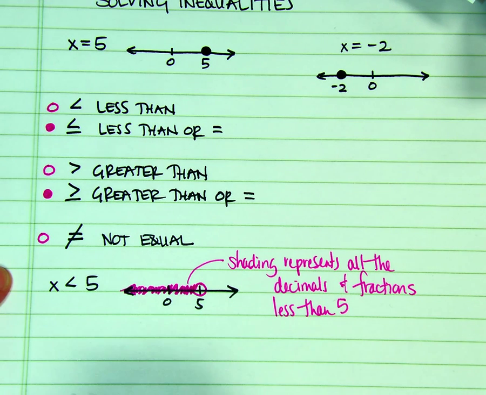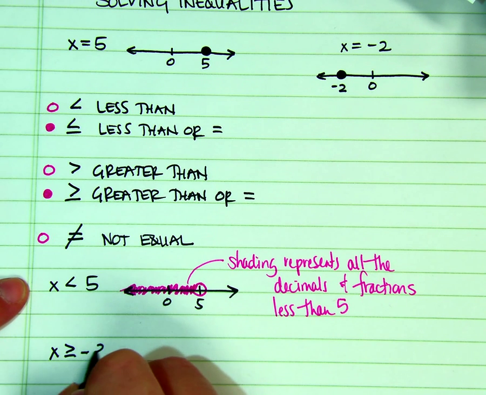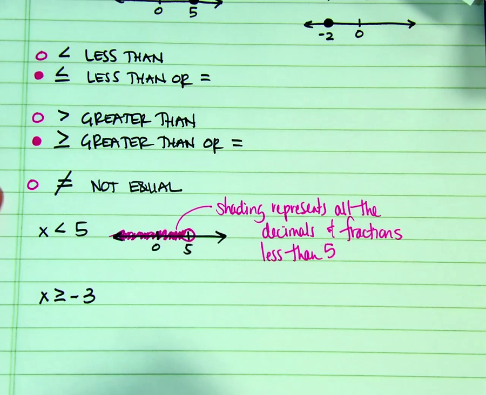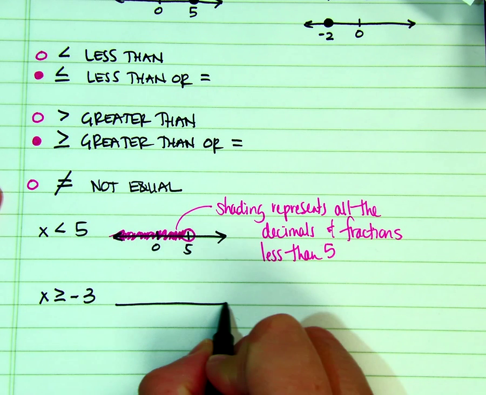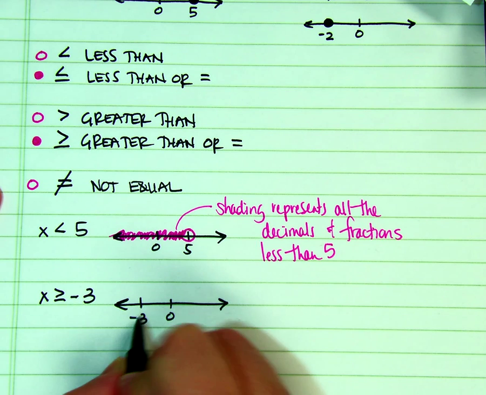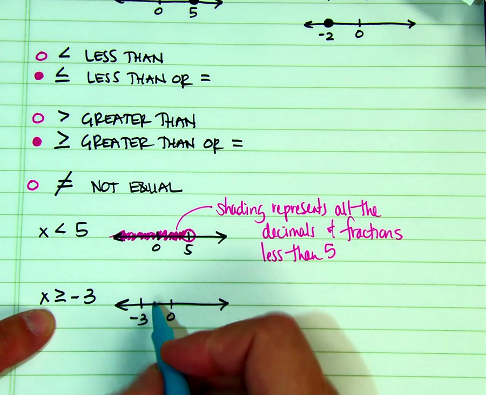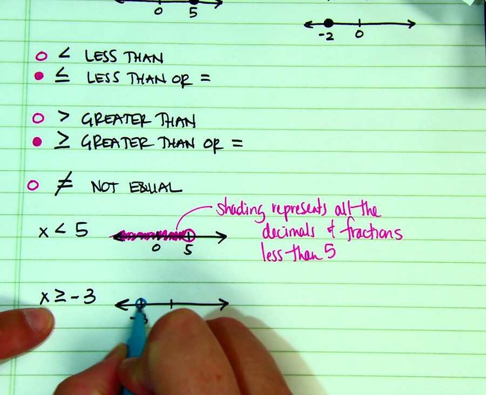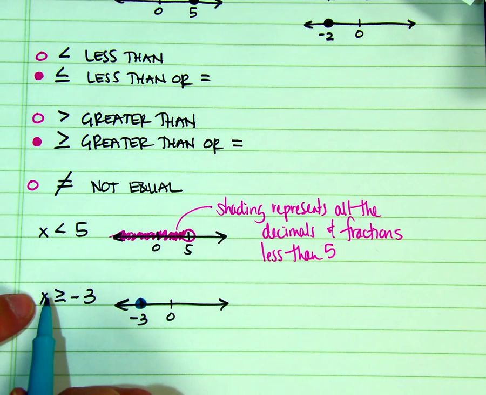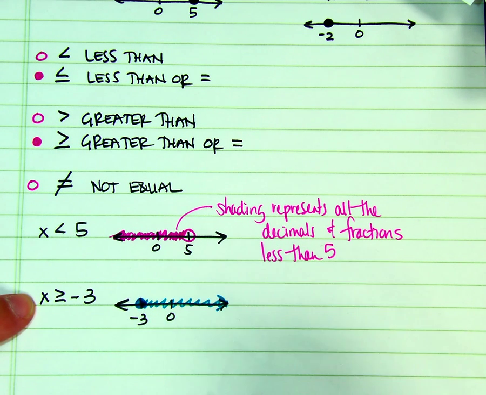How about x is greater than or equal to -3? Again, draw your number line, 0 and -3. It has the equal to part, so I know it has to include -3, and now it is greater than or equal to. So it's greater, so all the decimals and fractions that are greater than that.